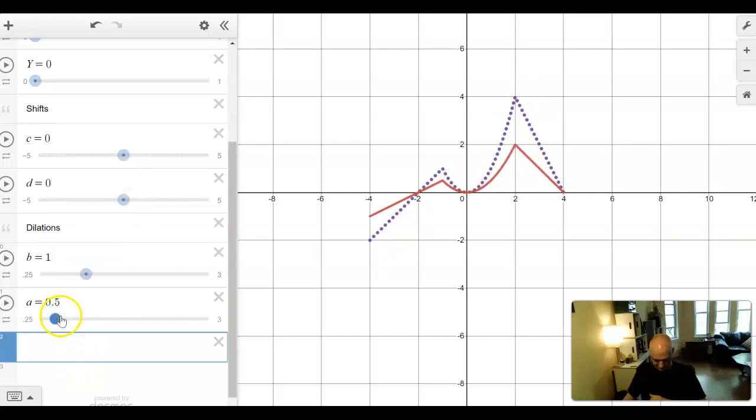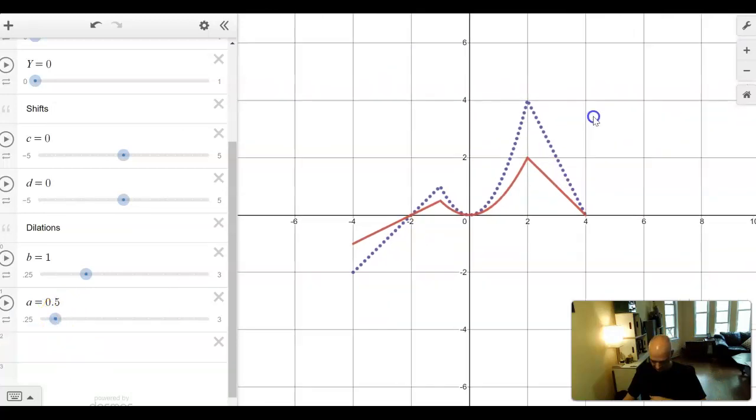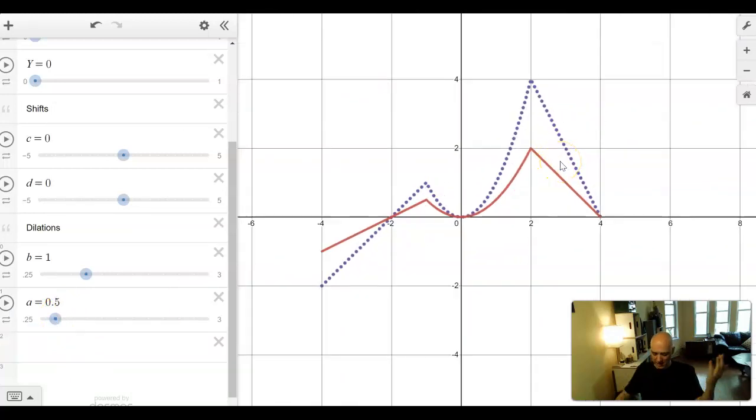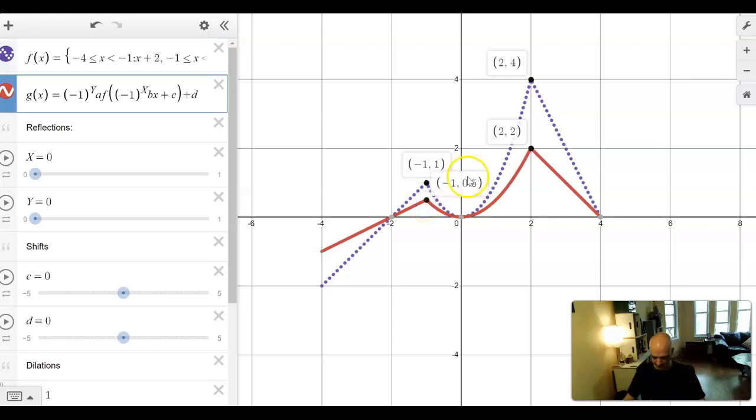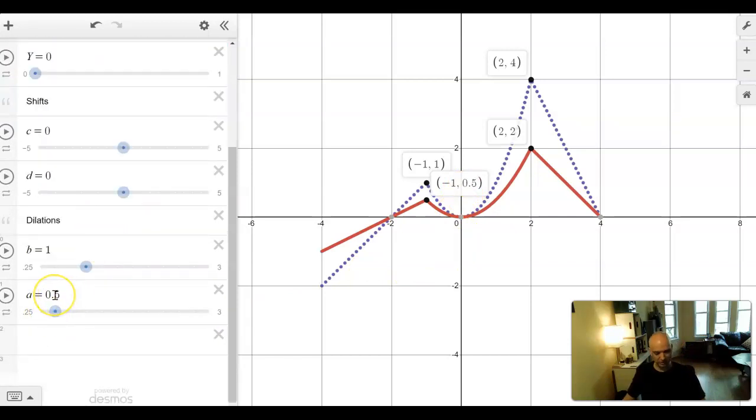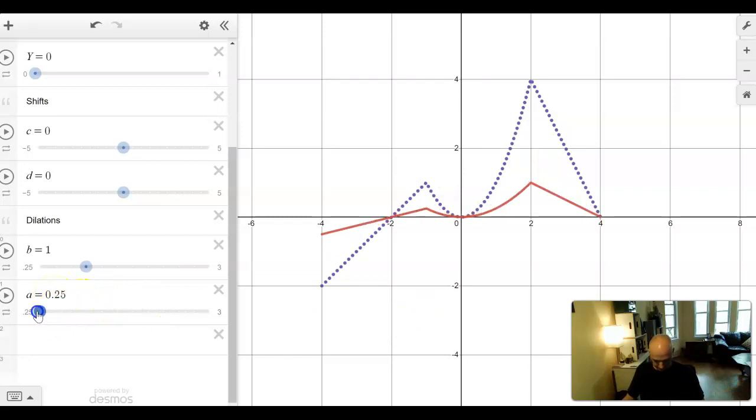Notice as you compress something vertically, it looks like it's getting wider, but it's not actually getting wider. Instead, what's happening is the y values specifically are changing. What was at 2, 4 is now at 2, 2. What was at negative 1, 1 is now at negative 1, 1/2. X stays the same. So you're multiplying all the y values by 0.5. You're dividing them by 2. So that's the vertical compression.